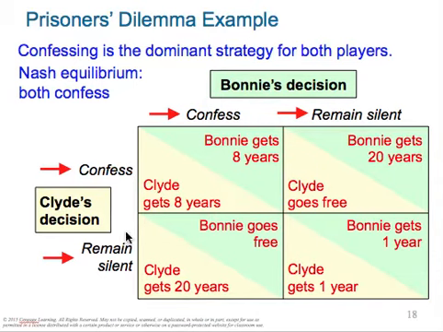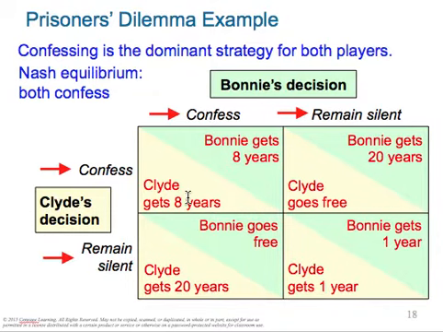Now, with Clyde, he has two choices. Confess or remain silent. See? He's on the horizontal, she's on the vertical. Clyde is looking here. Well, if I confess, I get 8 years. If I remain silent, I could get 20 years. What's better? I'd rather do 8 years, right, than 20 years. Okay. Now, let's look at confess or remain silent. If Bonnie remains silent, Clyde could either go free if he confesses or get 1 year. What's better? I'd rather go free.